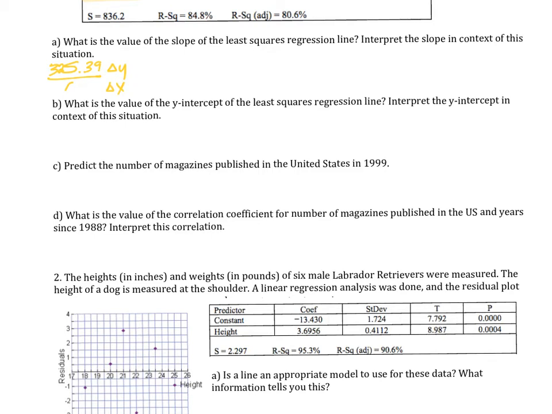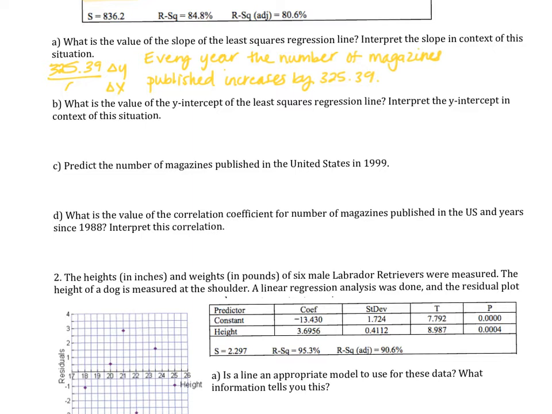So for the slope, we can say every year the number of magazines published increases by 325.39.